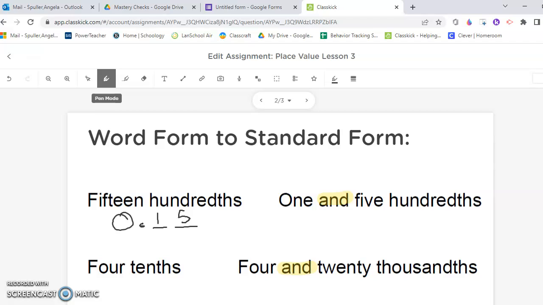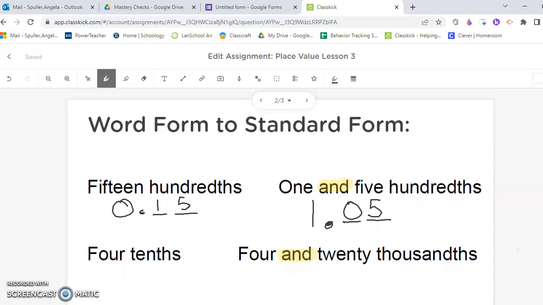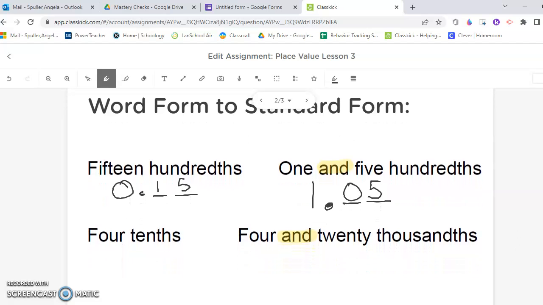Okay. Look in here. It says 1 and, remember that's our decimal, 5 hundredths. Well, then 5, because it's the only number, has to end in the hundredths place. I can't leave the tenths empty, so I'm going to say a 0 there. Good job. All right, go ahead and pause this. I want you to try the 4 tenths and the 4 and 20 thousandths. And then I want you to come back and see if you got this one correct.